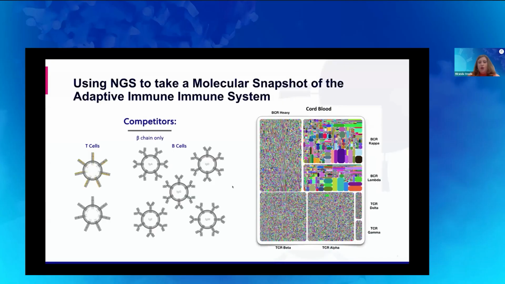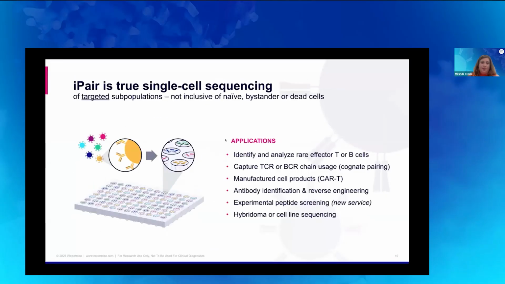And as I mentioned before, we're not just getting a picture of the beta or the alpha only. We're actually getting a holistic perspective of the immune repertoire where we're covering all of the B cell chains, Ig heavy, kappa, lambda, TCR alpha, beta, delta, and gamma.